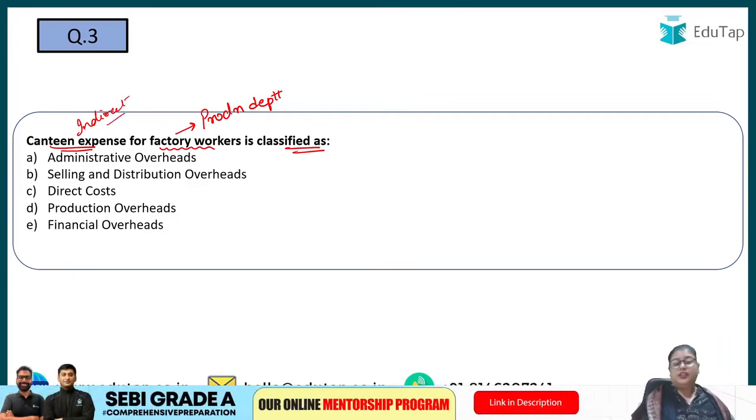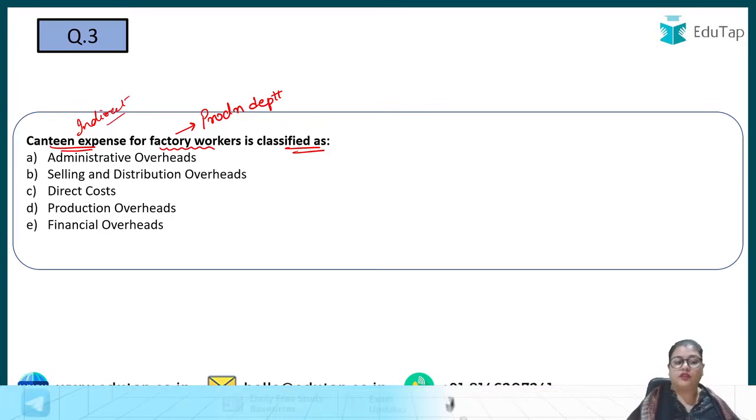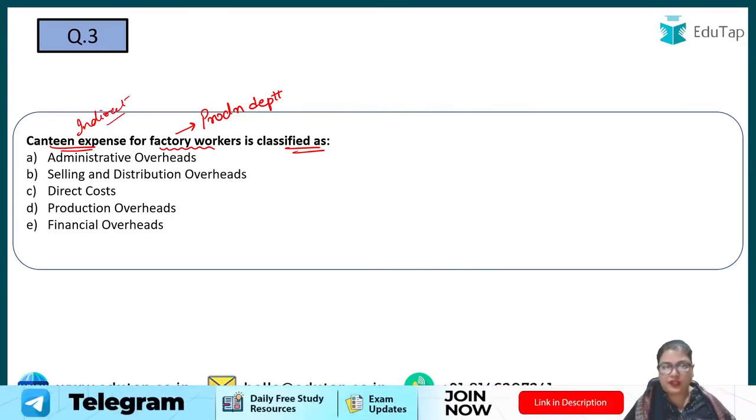First is the administrative overheads. So administrative overheads is basically, you can say, office overheads. So is it a part of office? Again, no. So yes, A answer तो हमारा चला गया. Then option number B, that is selling and distribution overheads. Again, is this a part of selling?